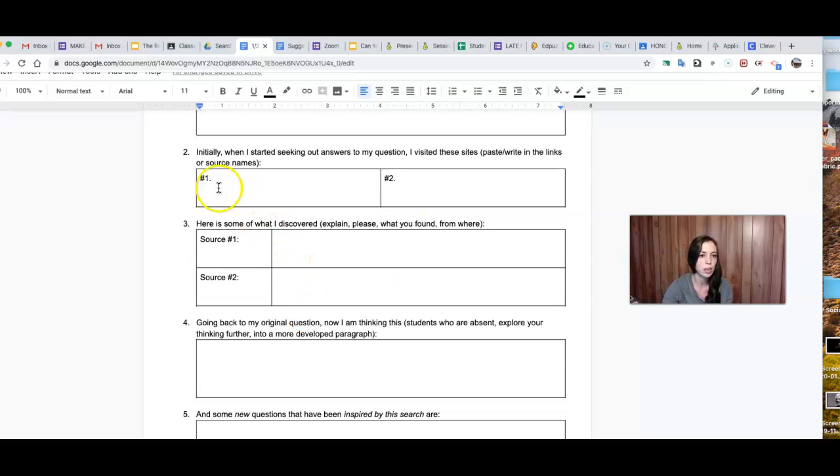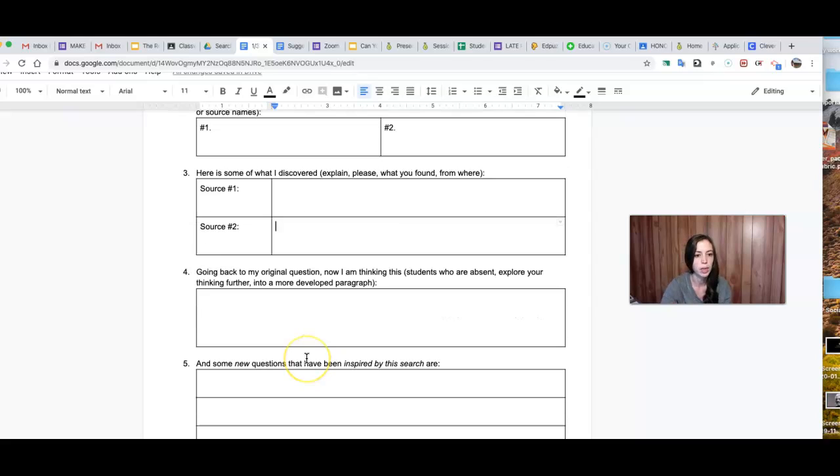Based on those sites and the information you start finding, you'd say, from source one, here's some information that I discovered. You start typing in some ideas there. You can have it in list form if you wish, or in paragraph form. It's totally up to you. Same deal with your second source. What are some of the things you discover from there? And then going back to your original question, what are you thinking now? What have you learned from this?